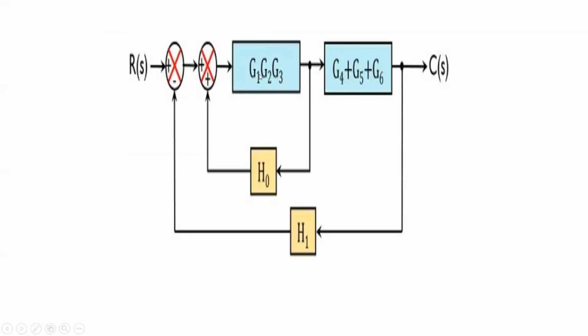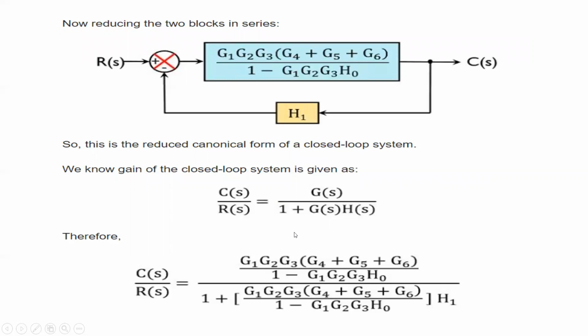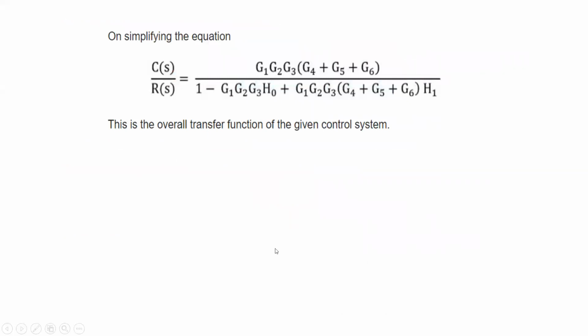This effective block, which is the positive feedback, is in series with this block. If we multiply these two gains, this will be a negative feedback with H1 as the feedback gain. Upon simplification we get this equation, which is the overall transfer function. So this is how we simplify a complex block diagram into a simple overall transfer function. Let's move on to the next question.